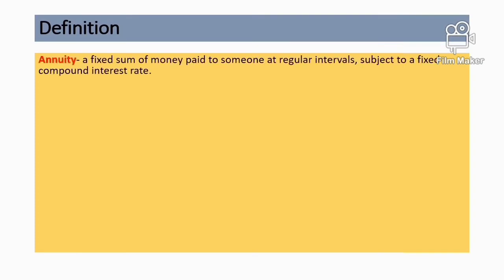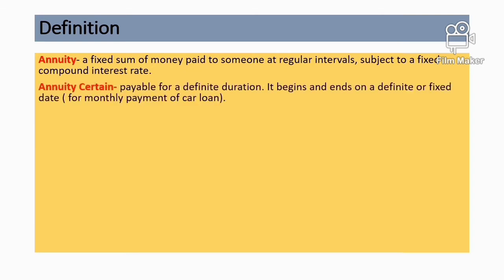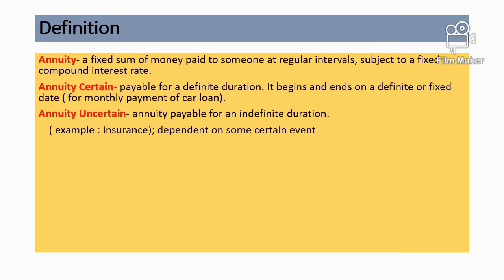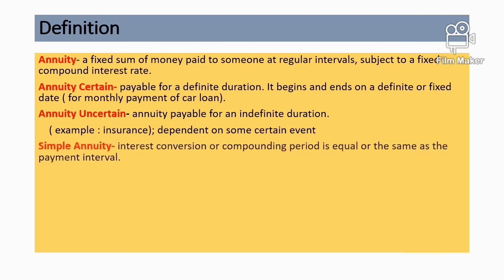Definition. Annuity: a fixed sum of money paid to someone at regular intervals, subject to a fixed compound interest rate. Annuity certain: payable for a definite duration. It begins and ends on a definite or fixed date, for example the monthly payment of a car loan. Annuity uncertain: payable for an indefinite duration. Example, life insurance, dependent on some certain event.